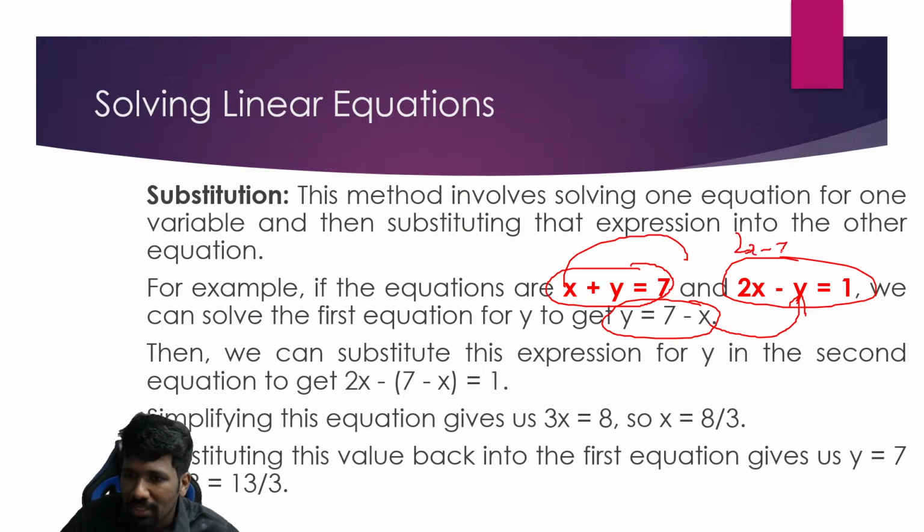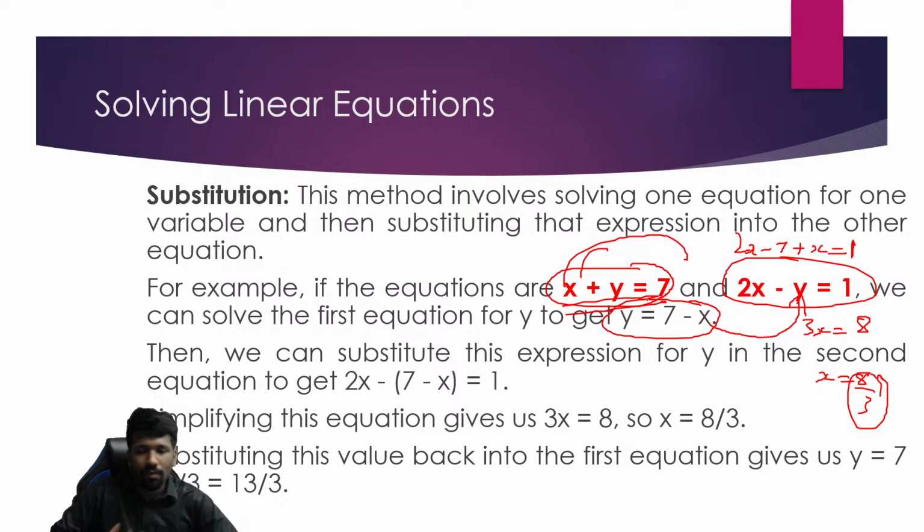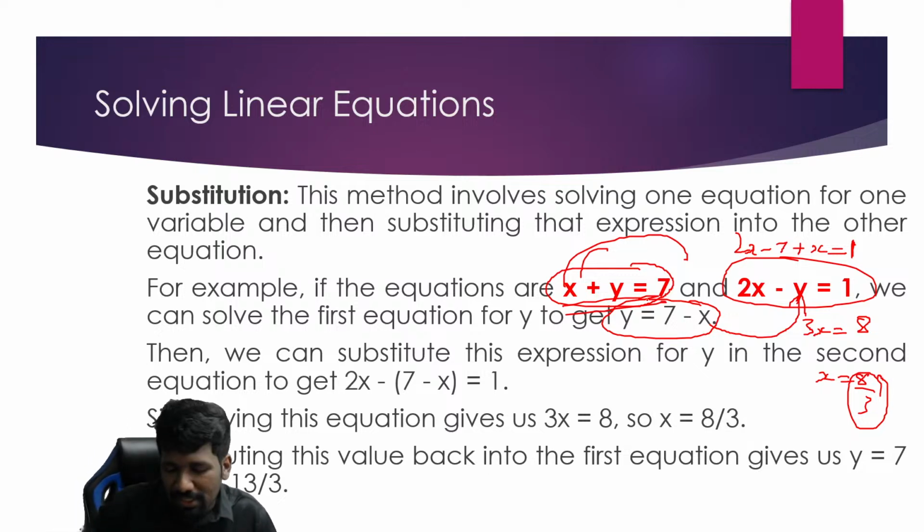So 2x minus 7 minus x, the minus will become plus. Those kinds of things, please be careful, those people who are not very good at math. So 3x equal to 8 and x equal to 8 by 3. Now that x you need to substitute into the other equation to get the value of y. So that is the substitution method.